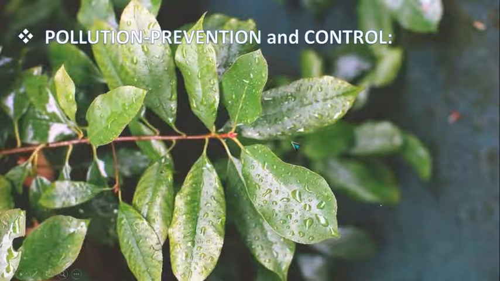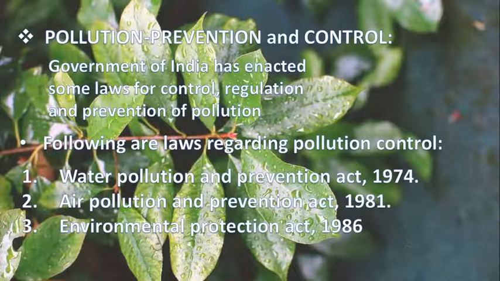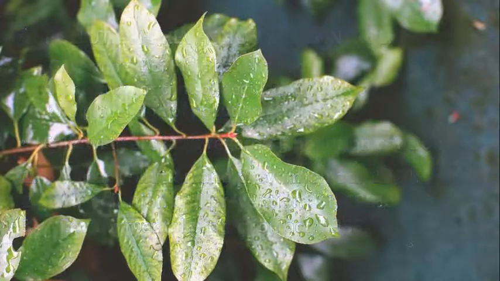Pollution prevention and control. The Government of India has enacted some laws for control, regulation, and prevention of pollution. Let's see the laws: Water Prevention and Control of Pollution Act 1974, Air Prevention and Control of Pollution Act 1981, Environmental Protection Act 1986.